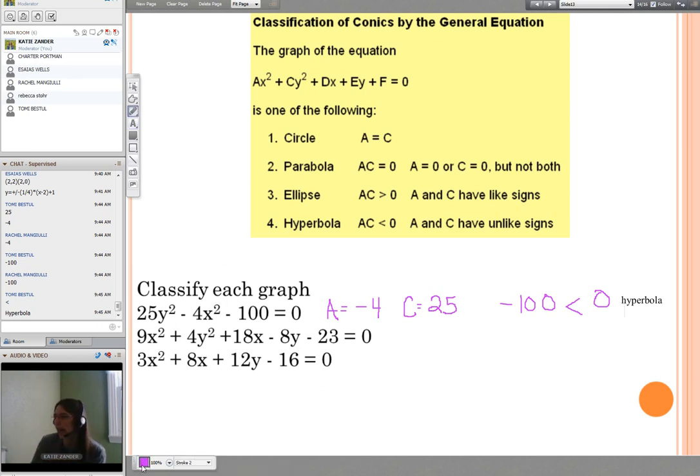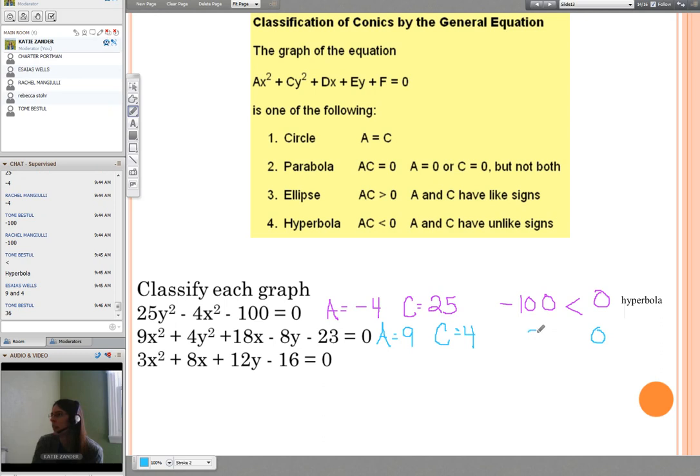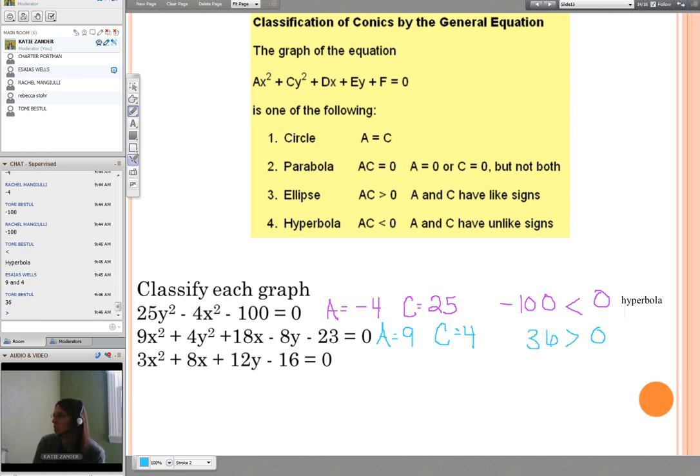All right, let's take a look at the second equation. What's the value for A and what's the value for C? Nine and 4. Obviously, 9 and 4 are not equal to each other, so we'll multiply them together. What is 9 times 4? How does 36 relate to 0? So what type of conic section do we have? We got an ellipse happening.